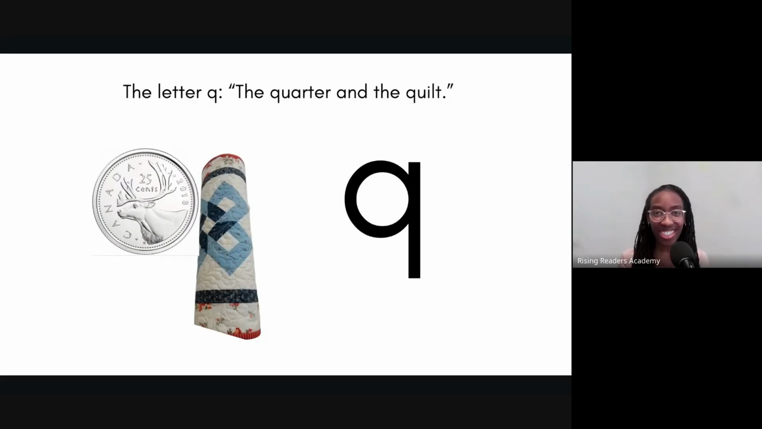And lastly, the letter Q. The trick for this one is the quarter and the quilt, the quarter and the quilt. That's how we make a Q, the quarter and the quilt. Again, teach your child in this specific order, starting with the quarter, and then the quilt goes down.